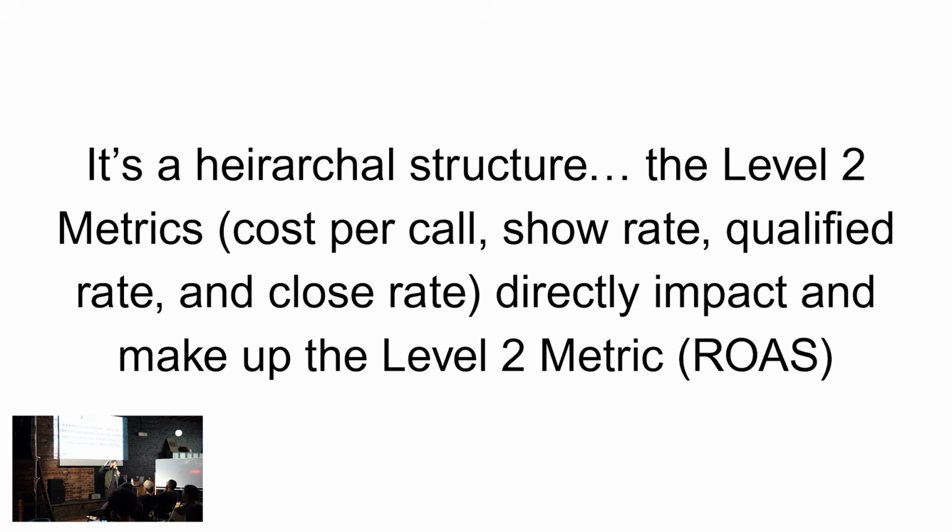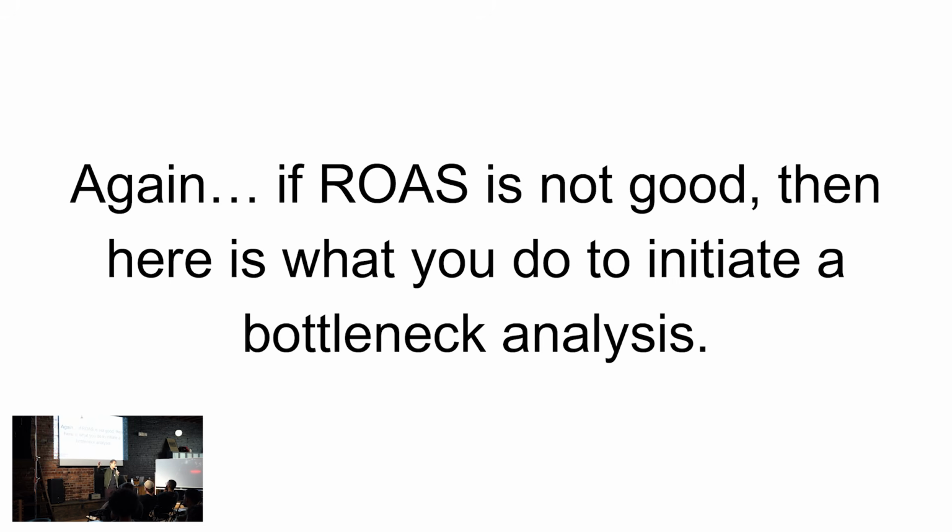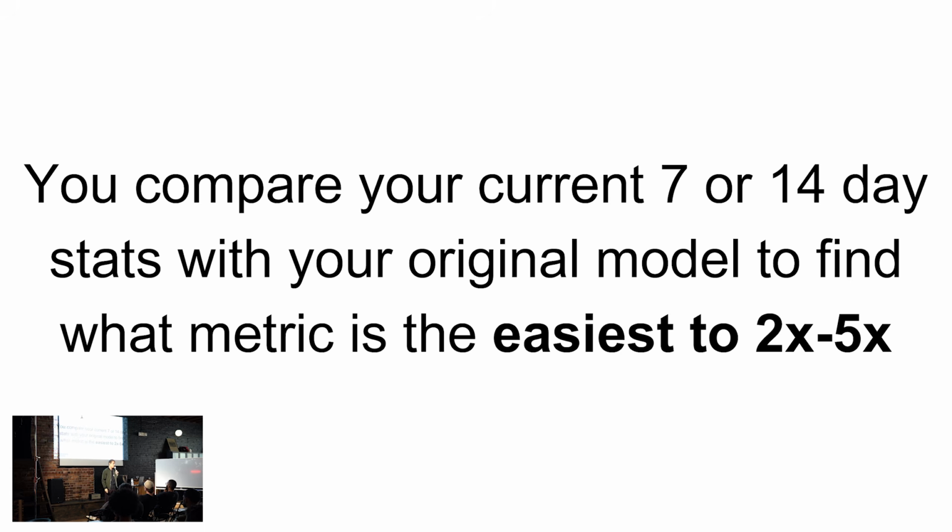All right, so it's a hierarchical structure. So level 2 metrics, cost per call, show rate, qualified rate, close rate, directly impact and make up level 1. That was supposed to say level 1 metrics, ROAS. And again, if ROAS is not good, then here's what you do to initiate a bottleneck analysis.